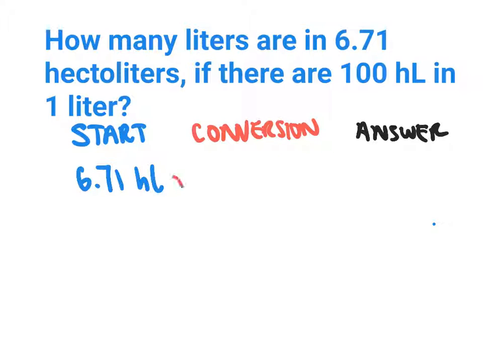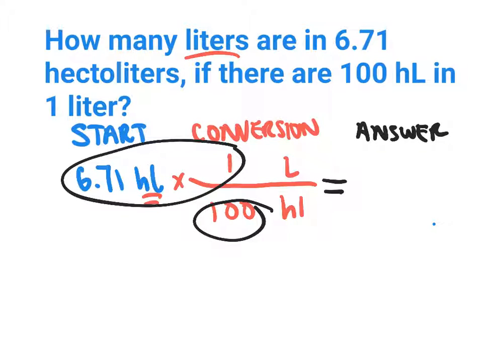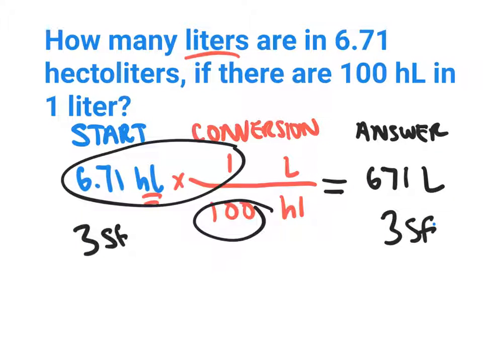Our conversion factor, now remember, we write the multiplication sign, we draw our division sign, and this time we're trying to get rid of hectoliters, so we put hectoliters on the bottom. We're trying to turn it into liters, so we put liters on top, and we know that there are 100 hectoliters in 1 liter, which gives us an answer of 6.71 times 1. Multiply that, divide it by 100, and you get 6.71 liters. And once again, 3 sig fig here, 3 sig fig here. So we're in good shape.